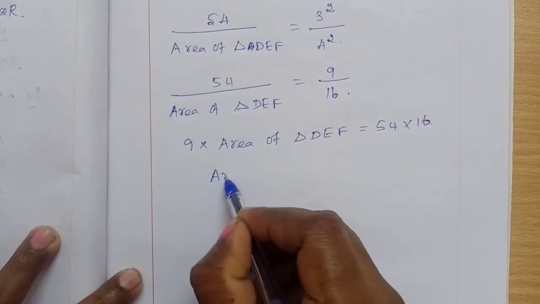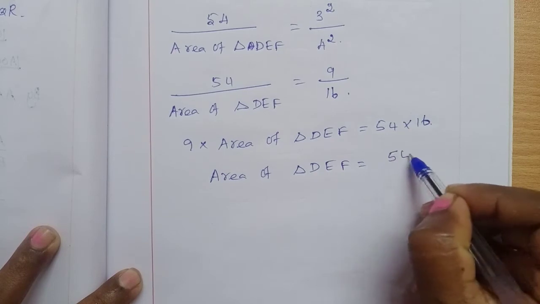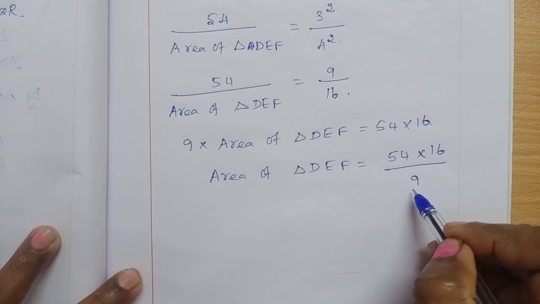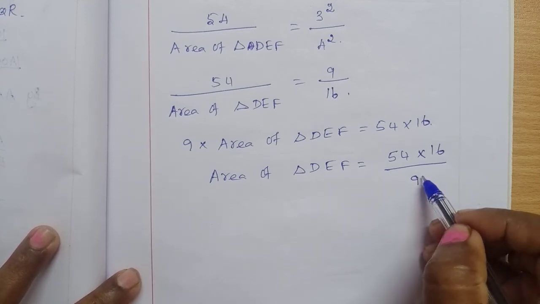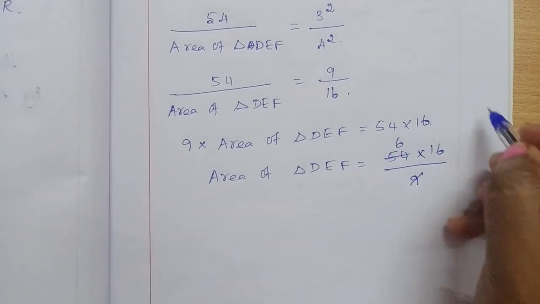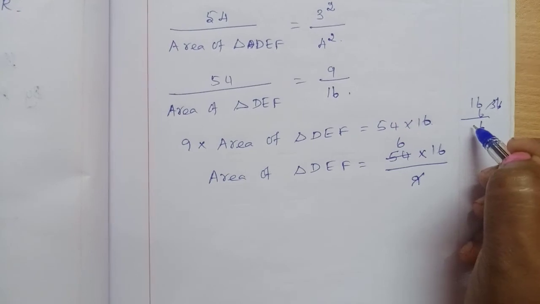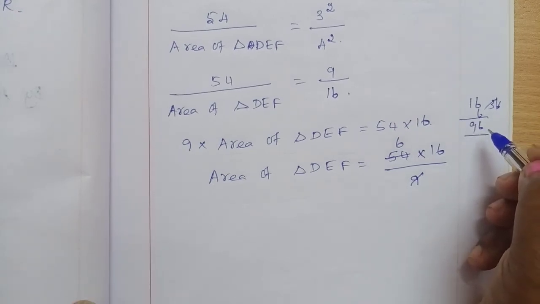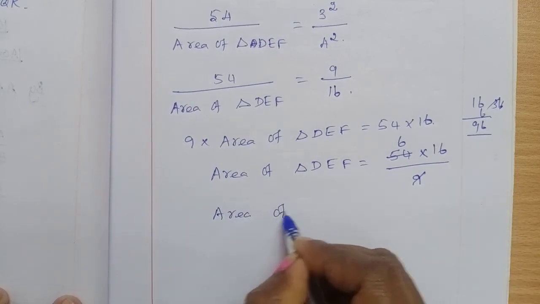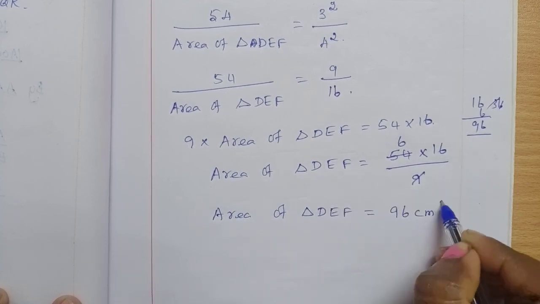So, area of triangle DEF equal to 54 into 16 by 9. So, now divide. 9 1s are 9. 6 9s are 54. So, multiply 16 and 6. 6 6s are 36. 1 6 is 6. 6 plus 3, 9. So, answer is equal to 96. So, therefore, area of triangle DEF equal to 96 centimeter square.